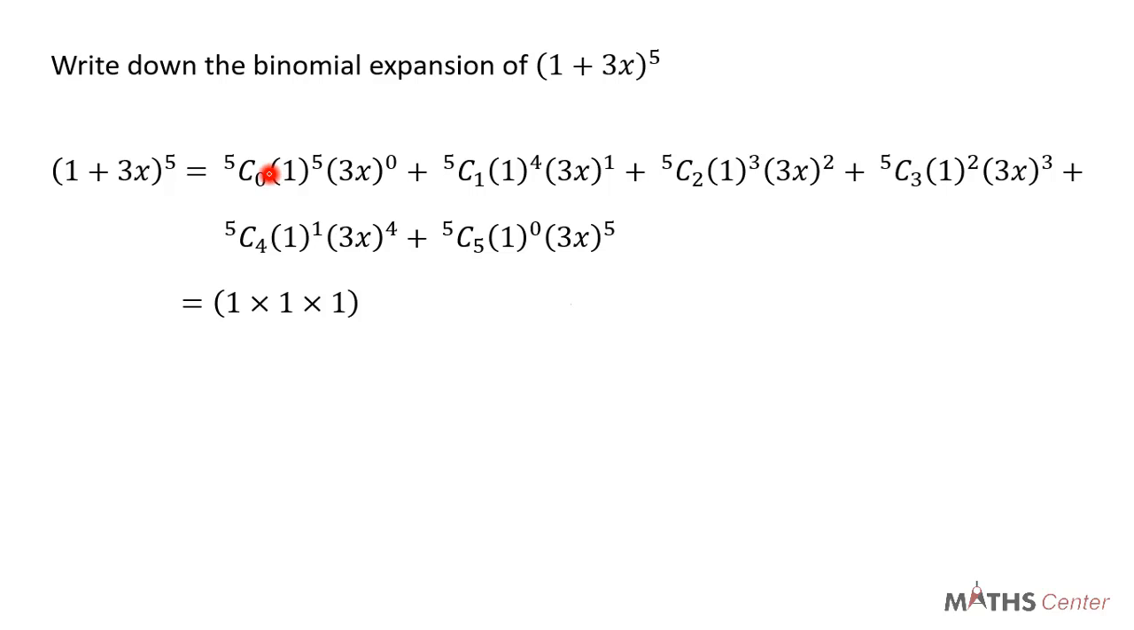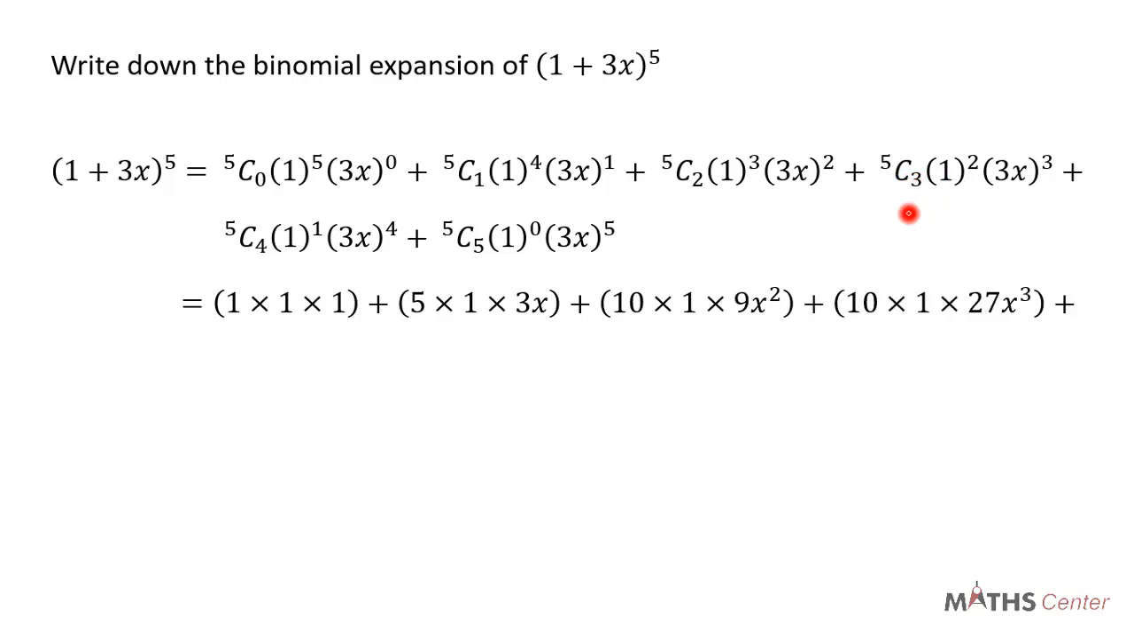Now let's simplify this. 5 combination 0 is 1, 1 exponent 5 is 1, 3x exponent 0 is 1. 5 combination 1 is 5, 1 exponent 4 is 1, 3x exponent 1 is 3x. 5 combination 2 is 10, 1 exponent 3 is 1, 3x squared gives us 9x squared. 5 combination 3 is 10, 1 exponent 2 is 1, 3x exponent 3 is 27x cubed. 5 combination 4 is 5, 1 exponent 1 is 1, 3x exponent 4 is 81x exponent 4. 5 combination 5 is 1, 1 exponent 0 is 1, then 3x exponent 5 gives us 243x exponent 5.